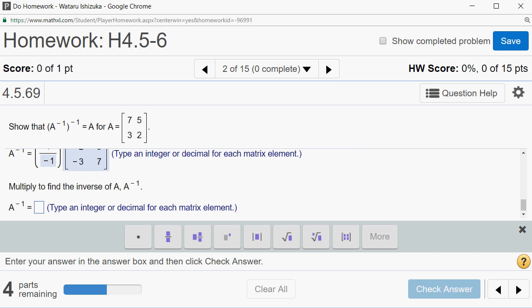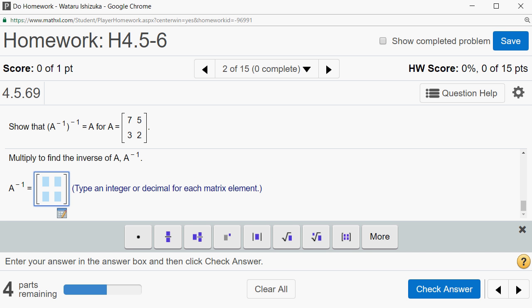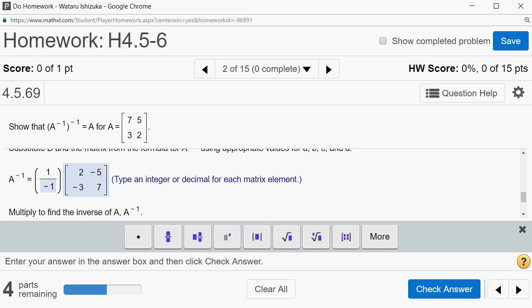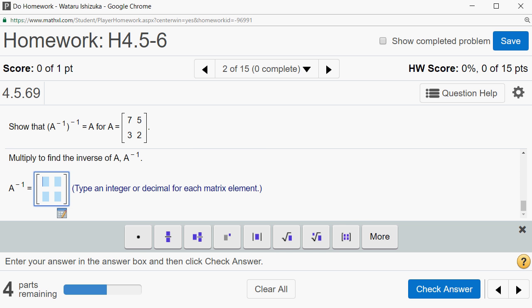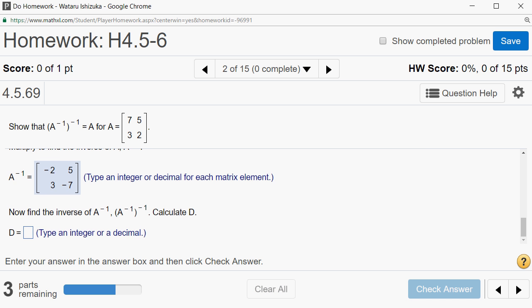Then we want to find, let's say, type an integer. We just need to multiply by negative 1. So again, we put the 2 by 2 matrix, and I'm going to apply this negative 1 to this matrix. You're going to have negative 2 there, and then a negative 7. Negative 5 becomes a positive 5 there, and positive 3 there. Let's check the answer. We got that.